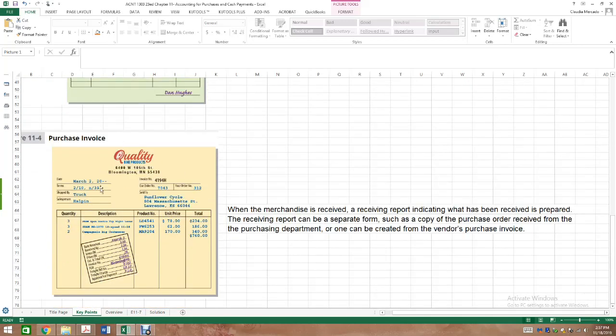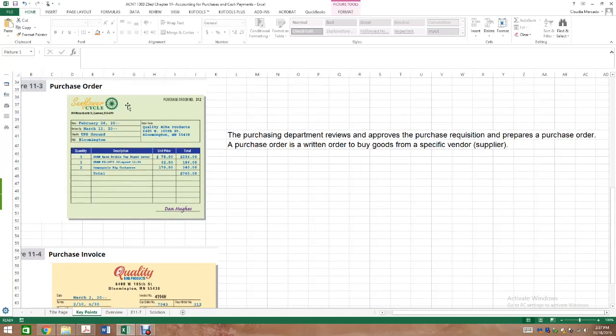Then we receive a purchase invoice. So if you see here, the logo is Sunflower Cycle. This is the company placing the order, Sunflower Cycle.